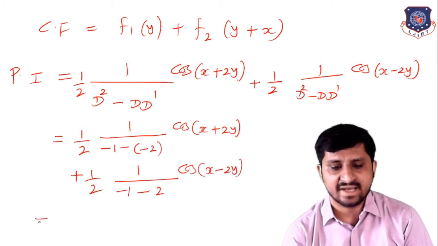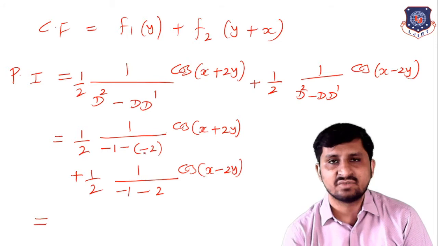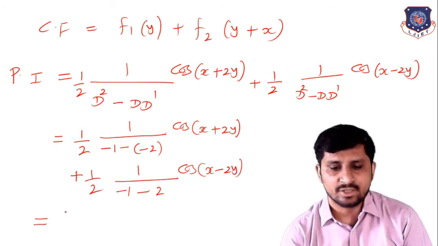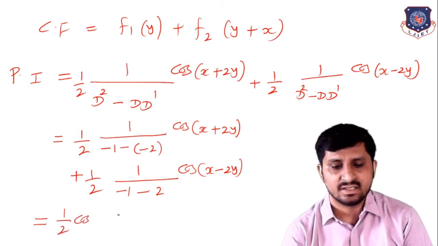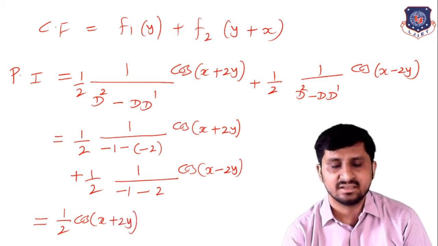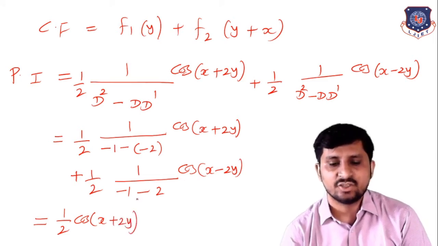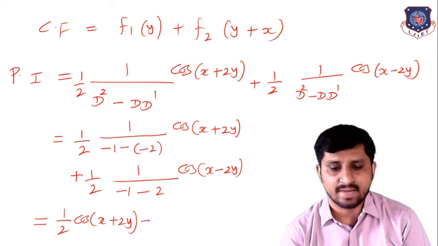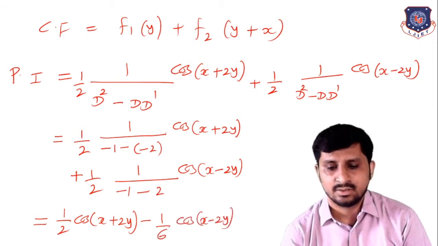So our final answer is: in the first term, minus 1 plus 2 is 1, so we get 1 by 2 cos(x plus 2y). In the second term, the denominator is minus 3, so minus 3 into 2, that is minus 6, giving minus 1 by 6 cos(x minus 2y).